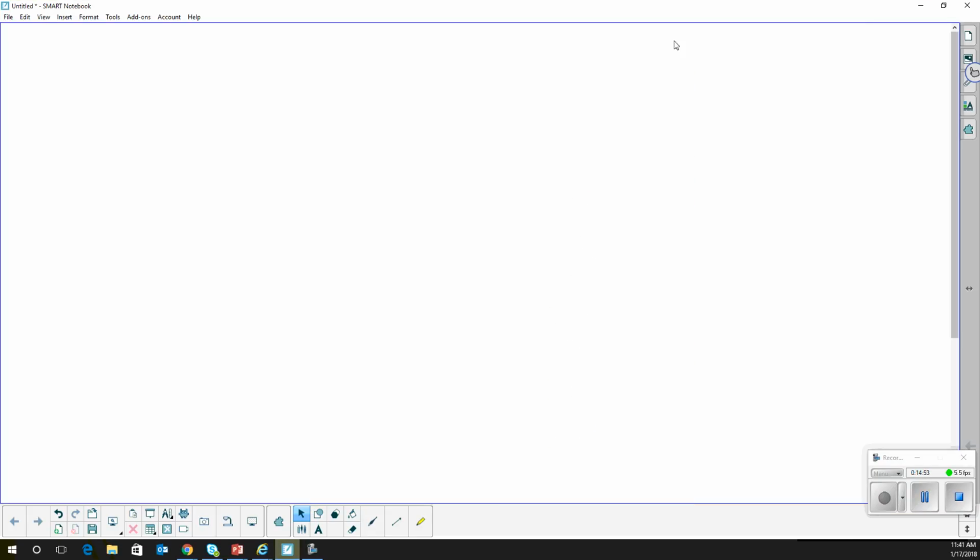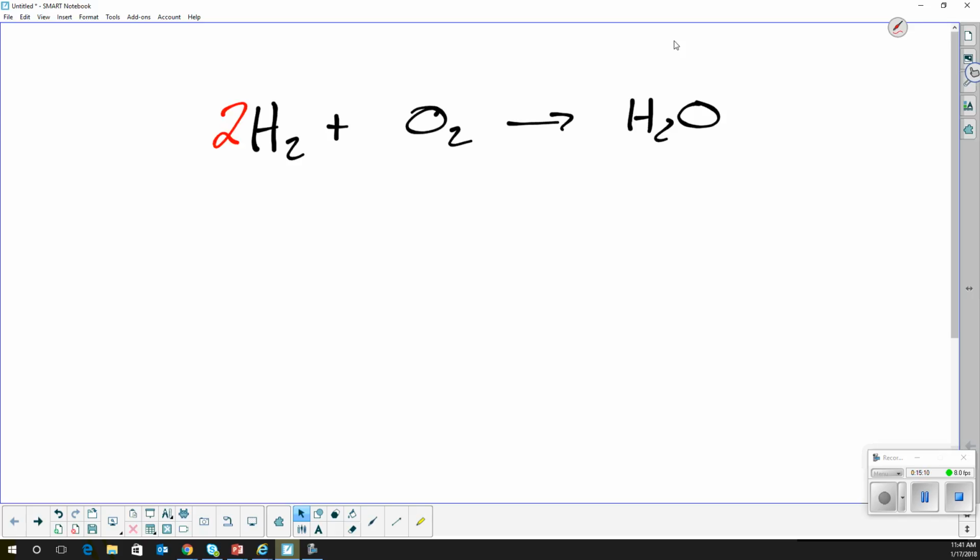So what I'd like to do right now is go to here and just remind you, if I have an equation, say H2 plus O2 yields H2O, what do I need to do to balance that? Just really quickly, what do I need to do to balance that? 2 in front of the H2 and 2 in front of the H2O. Okay, good. So we've balanced it.